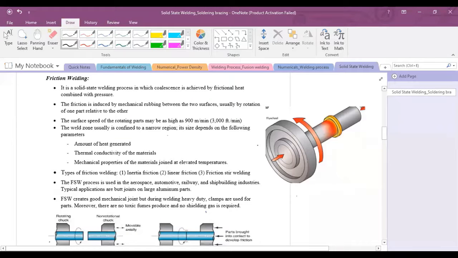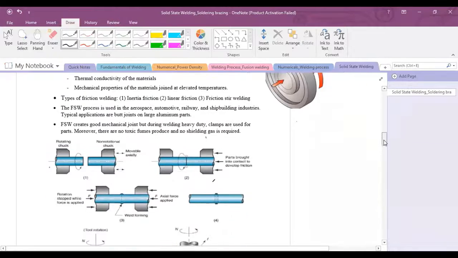I have already explained to you about the diffusion welding. Now I will explain to you regarding the friction welding. Friction welding is the type of solid state welding which is used to join the metal with the combination of the frictional heat and pressure. The friction in this welding is induced between the two surfaces by mechanical rubbing.